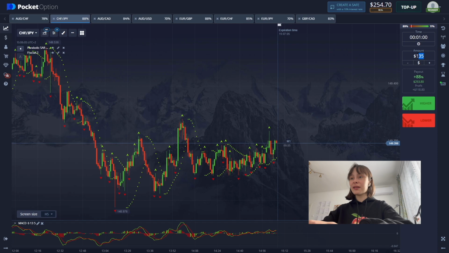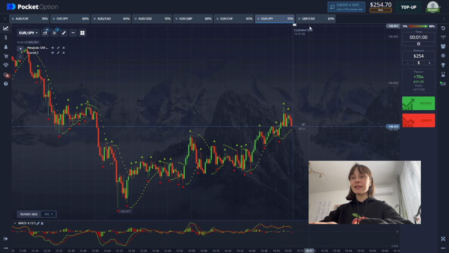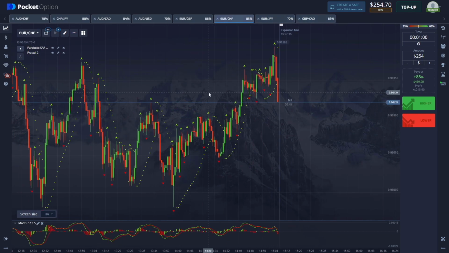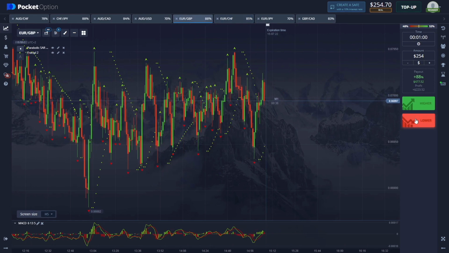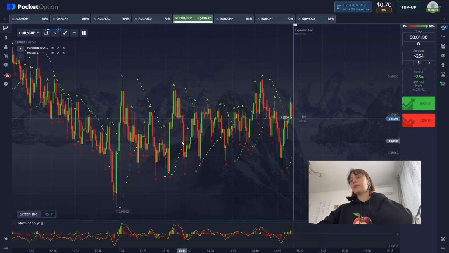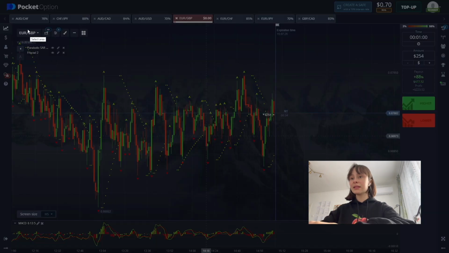Let's change the sum of the deal. Let's pick the next currency pair, continue our analytics as always. Okay, look what we have here. So here we're also opening to sell. Let's highlight the working zone.